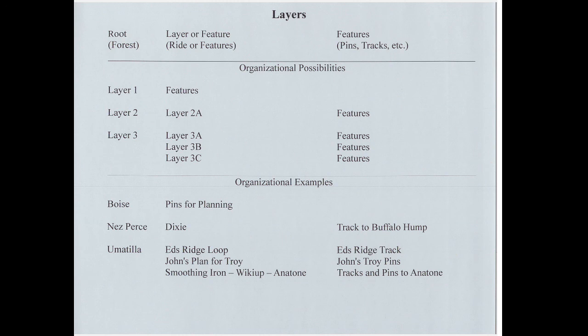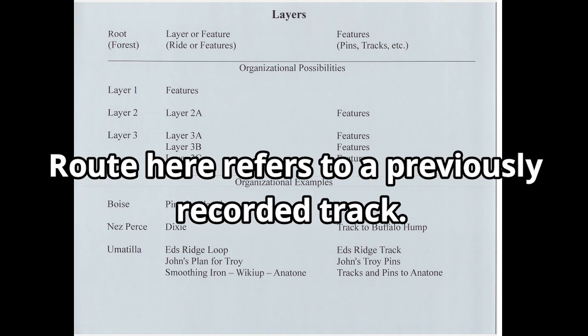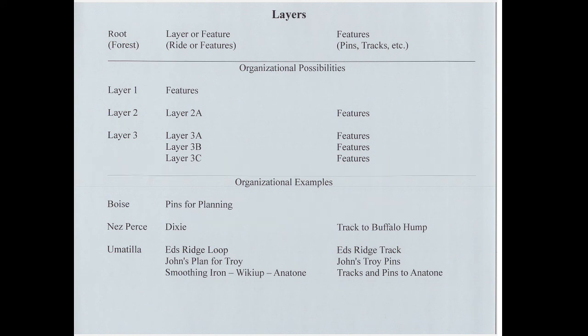I have a third layer under Umatilla called Smoothing Iron, Wiki Up, and Anatone. Well, actually not and Anatone, I'm sorry. It's a route. Ed's Ridge Loop was a track that Ed showed me. John's plan was a bunch of pins that John sent me. And then this last one was actually a route. Sometimes I name my layers for routes. And the route was, we go up to the Smoothing Iron, we head for Wiki Up, and from Wiki Up, we head to Anatone. Inside of that layer, I will have the tracks and pins to Anatone.